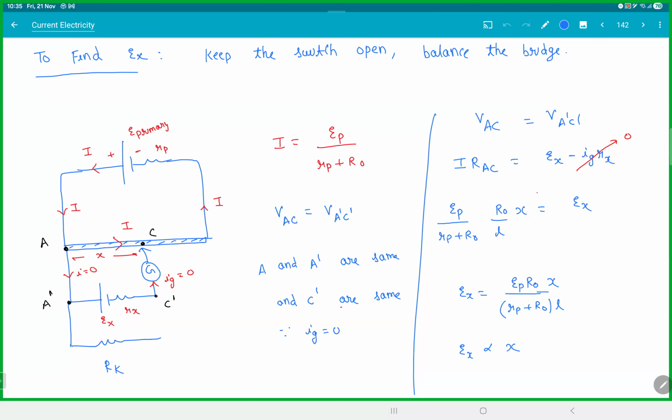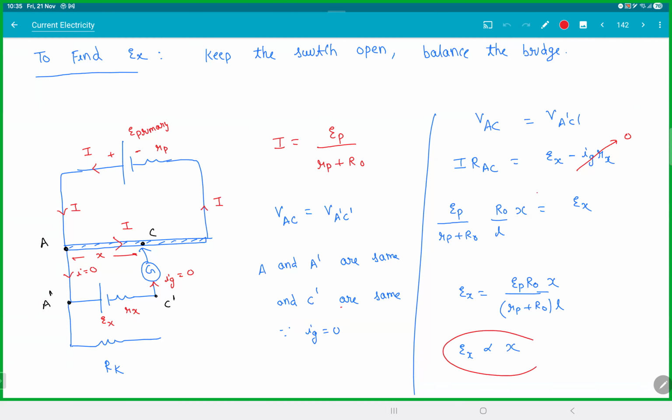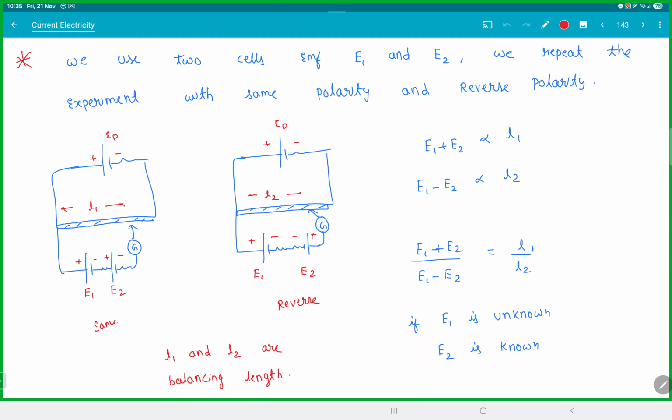There, if you remember, in order to find the EMF, this was the result. The EMF E is proportional to the length X. And I taught you also, this is how the actual experiment goes. We take two cells, E1 and E2. First, you keep them together. Then E1 plus E2 is proportional to L1. Then you put them in the reverse. We get E1 minus E2 is proportional to L2. And then you divide them and you get it. This is how the experiment is actually conducted in the lab.